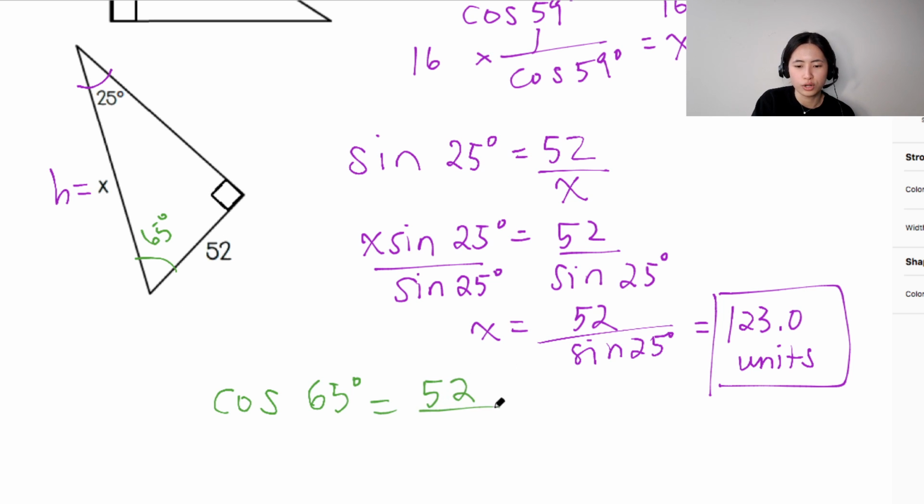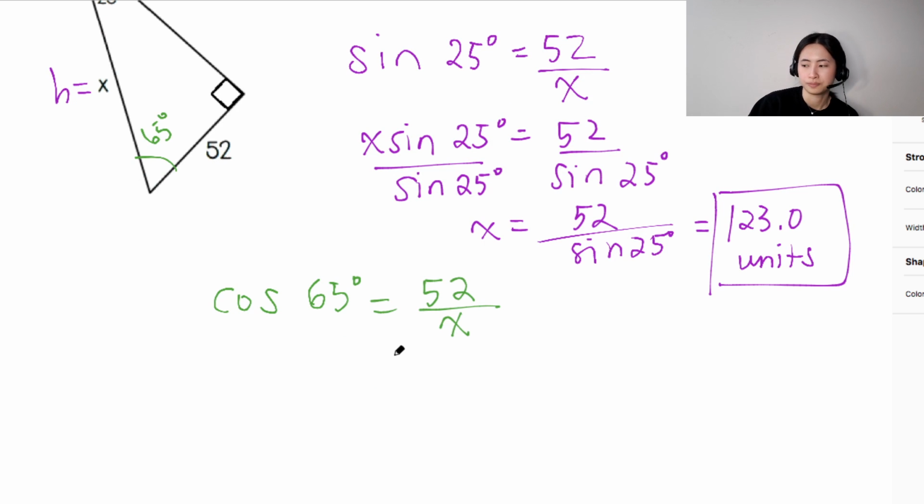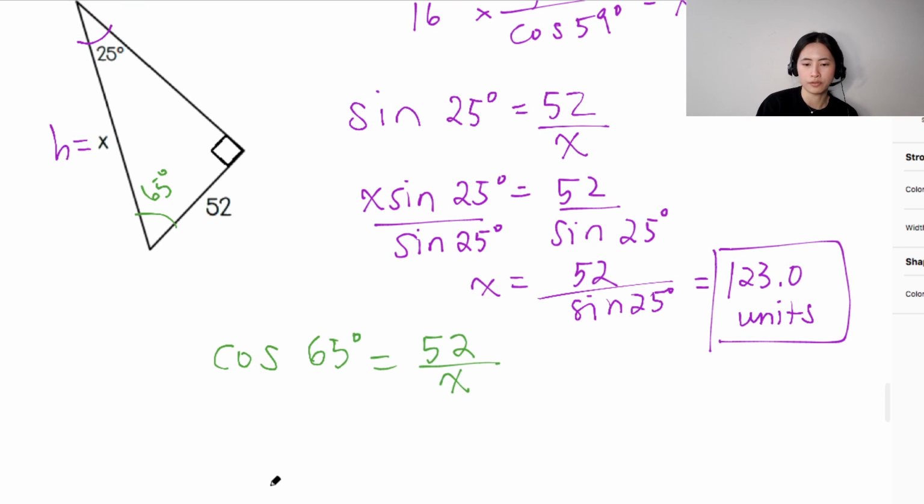And that's going to be over your hypotenuse, because we know SOHCAHTOA, right? CAH, so that means cosine is supposed to be adjacent over hypotenuse. Your hypotenuse in this case would be x. So it's adjacent over hypotenuse, and then we're just going to solve for x. Solving for x, we apply the cross multiplication method.